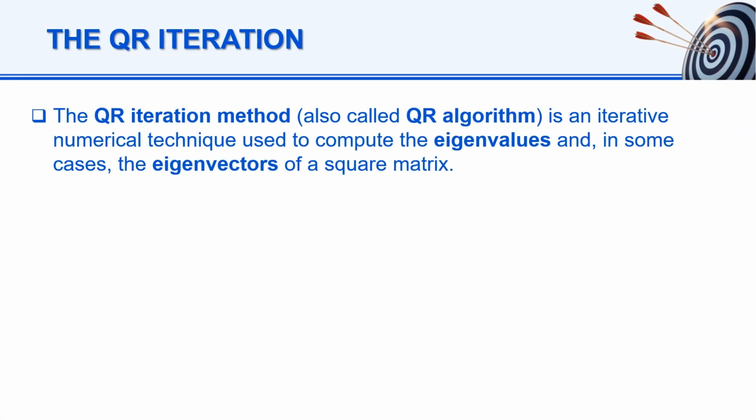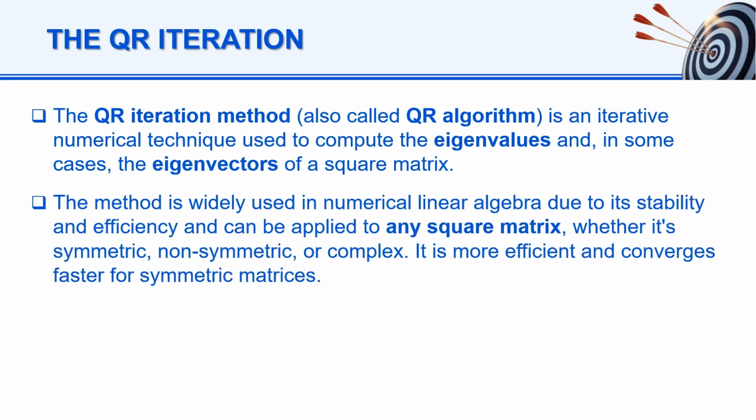The QR iteration method, also called the QR algorithm, is an iterative numerical technique used to compute the eigenvalues and, in some cases, the eigenvectors of a square matrix. The method is widely used in numerical linear algebra due to its stability and efficiency and can be applied to any square matrix, whether it's symmetric, non-symmetric, or complex. It is more efficient and converges faster, especially for symmetric matrices.